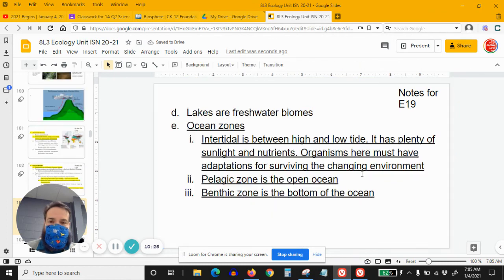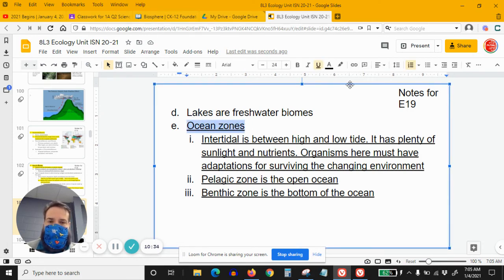All right, moving on. Not much more. Lakes are freshwater biomes. Ocean zones. Again, these are things that go hand in hand with the EOG. Intertidal is between the high and low tide. It has plenty of sunlight and nutrients. Organisms here must have adaptations for surviving the changing environment. So the intertidal zone, when you go to the beach, chances are you're sunbathing in the intertidal zone, somewhere between high tide and low tide.